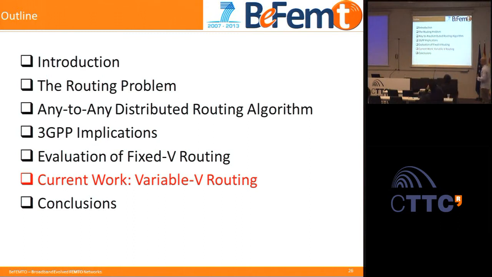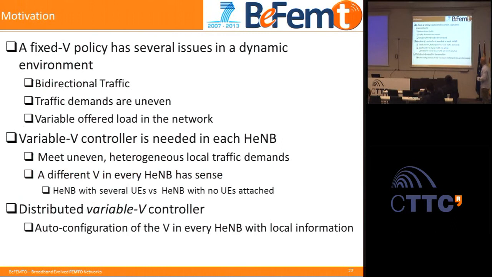Going back to the variable V algorithm, the goal of this algorithm is to be able to auto configure the V parameter in each home node in function of the local offered load or the local congestion in the network of femtocells. So that at the end we have a distributed variable V controller that doesn't need the intervention of any administrator to configure the V parameter.